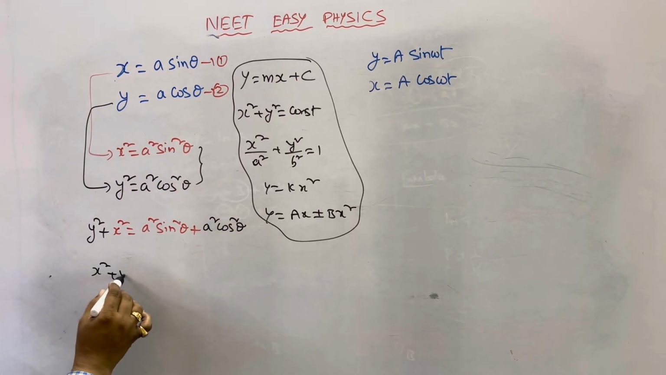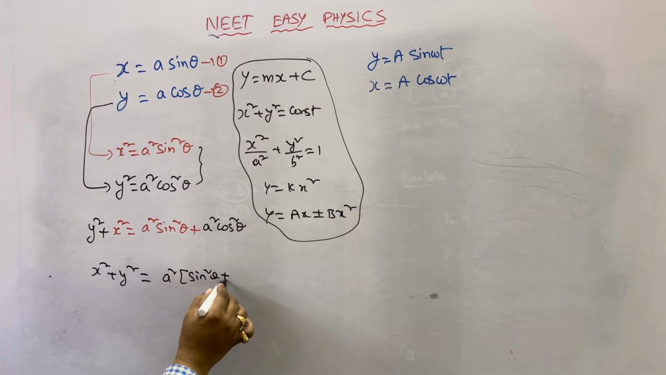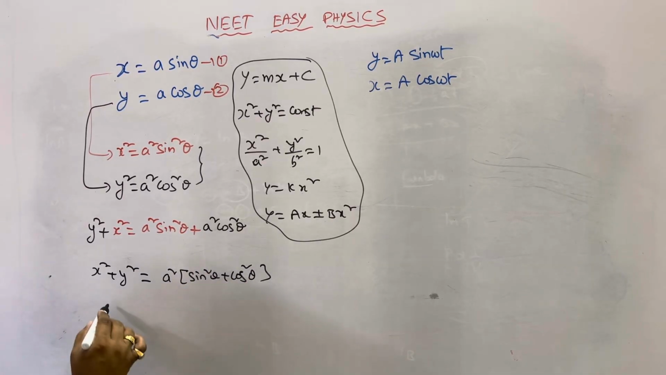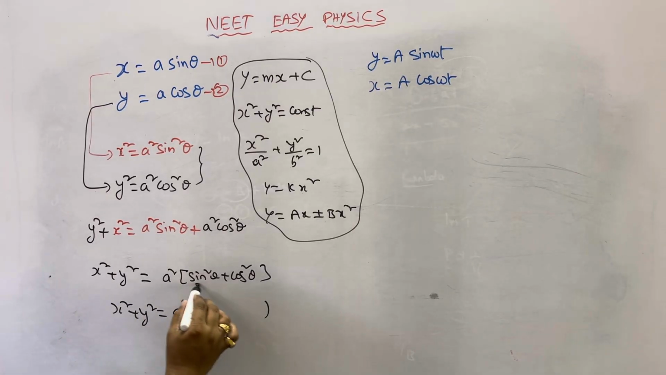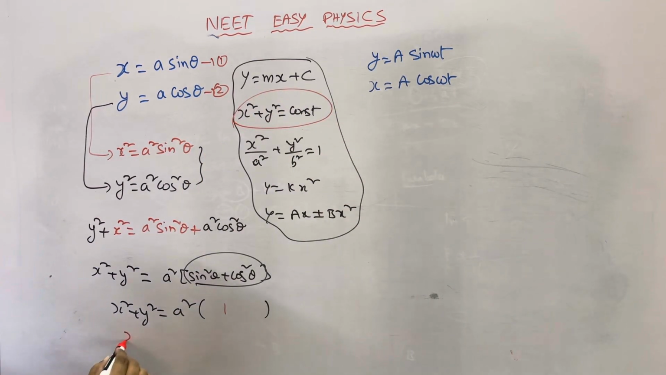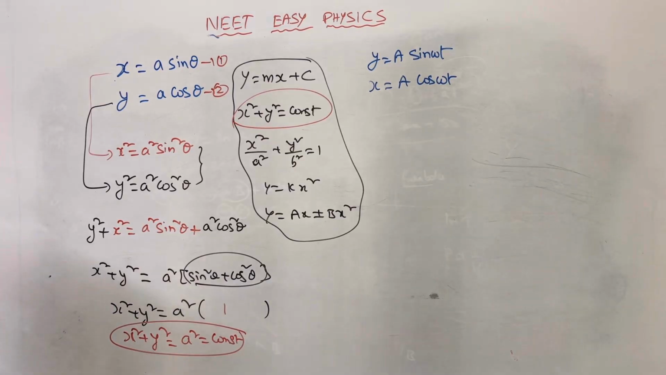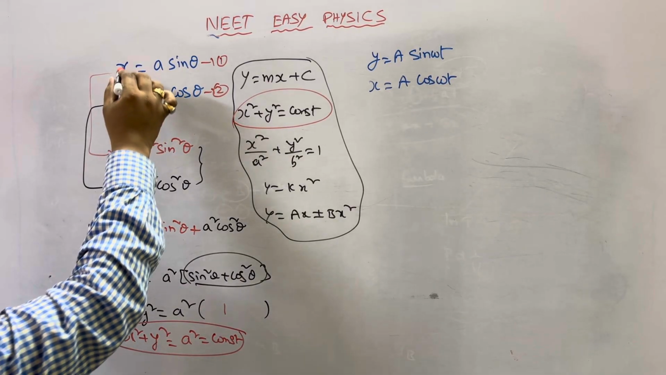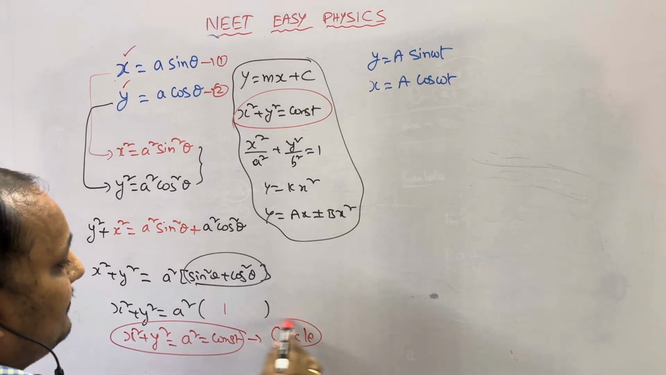Then x square plus y square equal to, taking a square common, a square into sin square theta plus cos square theta. Then x square plus y square equal to a square, because the value of sin square theta plus cos square theta is 1. Therefore x square plus y square equal to a square, which is some constant. So the nature of the graph drawn between x and y is going to be a circle.